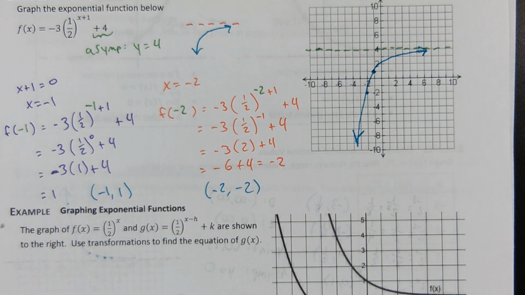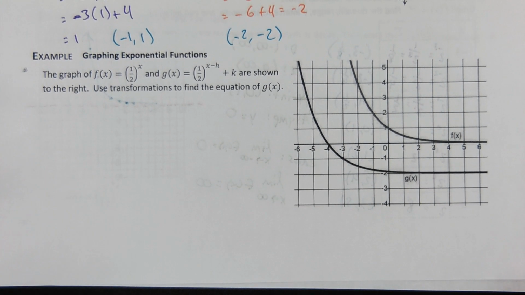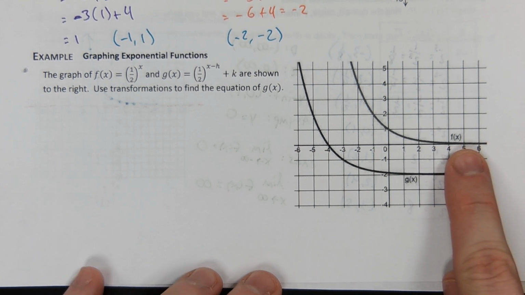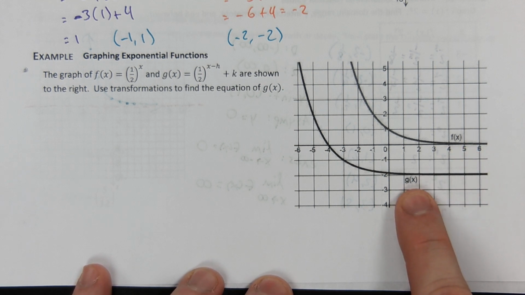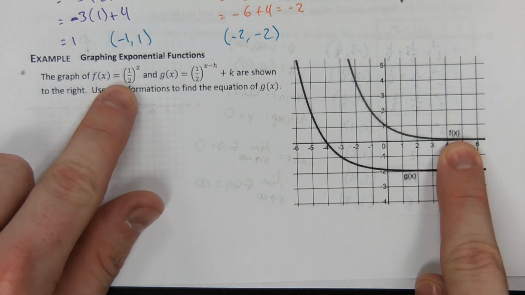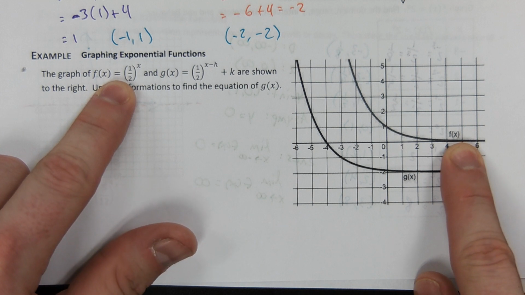The last example is going to be like your homework questions 3 and 4, where I give you two graphs and tell you that g of x is a transformed version of f of x. So here's f of x, and they're labeled even better in the homework because I put the cute little text bubbles. Here's f of x, here's g of x. And I'm telling you, f of x is 1/2 to the x power. It is the parent exponential decay graph where the base is 1/2.